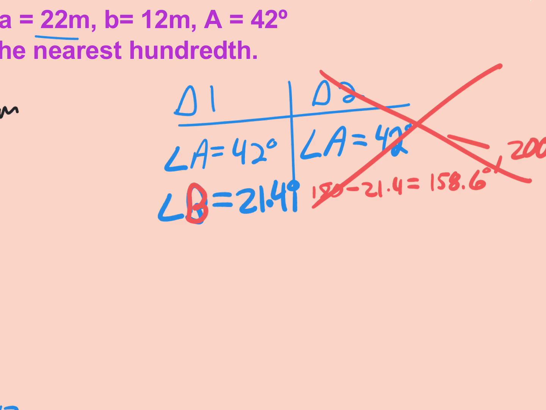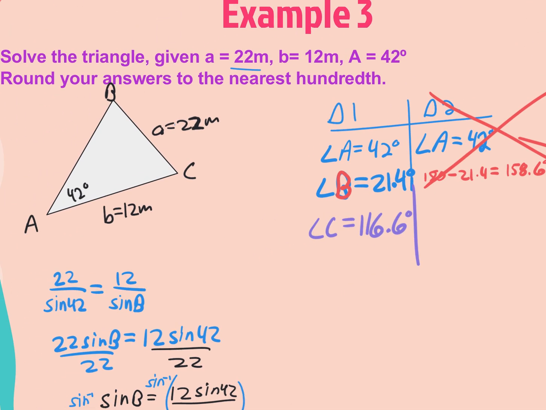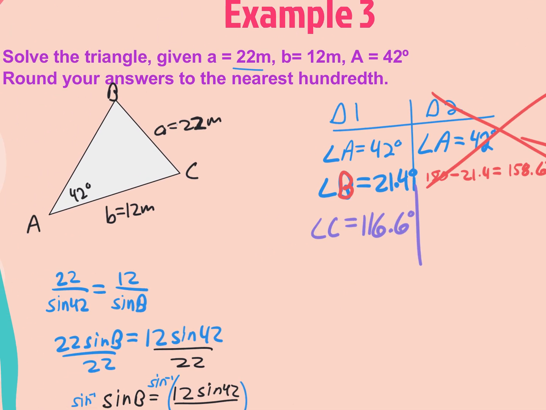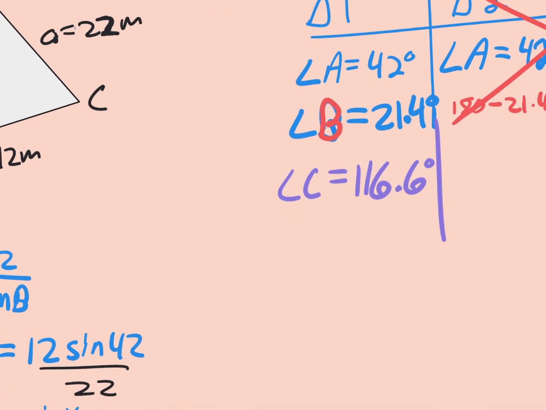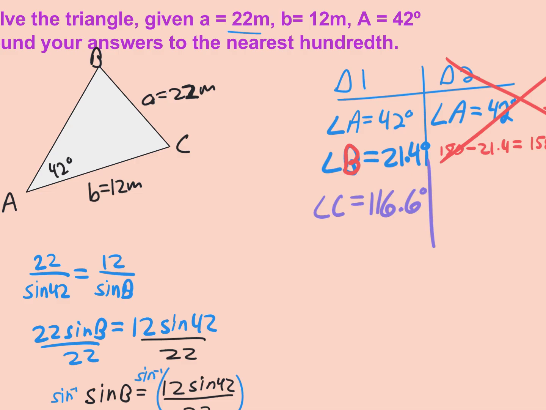All right, what other information can we find in this one triangle? The third angle, right? What is angle C? Nice. So we get 116.6 degrees. And then what's the only thing left that's missing? Good, the side C, which we can use law of sines again, right? Why don't we do B over sine B? Or you can do A, right? Let's do A, actually. So I'll do 22 over sine of 42 equals C over sine of 116.6.